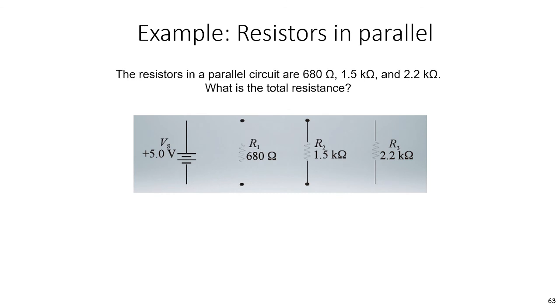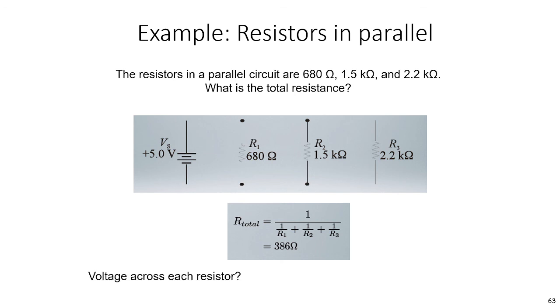Okay. This is an example of resistors connected in parallel. So the total resistance will be 1 divided by 1 by R1 plus 1 by R2 plus 1 by R3, which is 386 ohm, right? Okay. You can check this by yourself. But usually my students say, oh, I believe, I don't need to check it. Okay, just believe, you don't need to check.